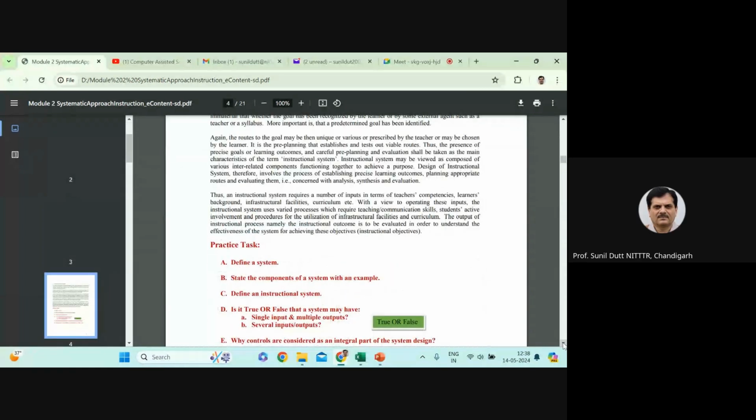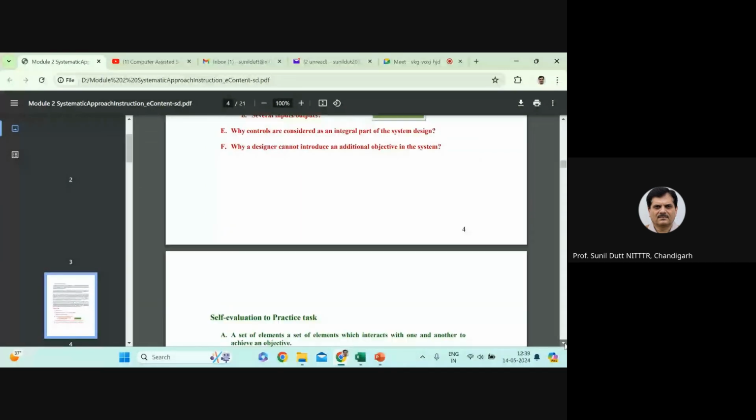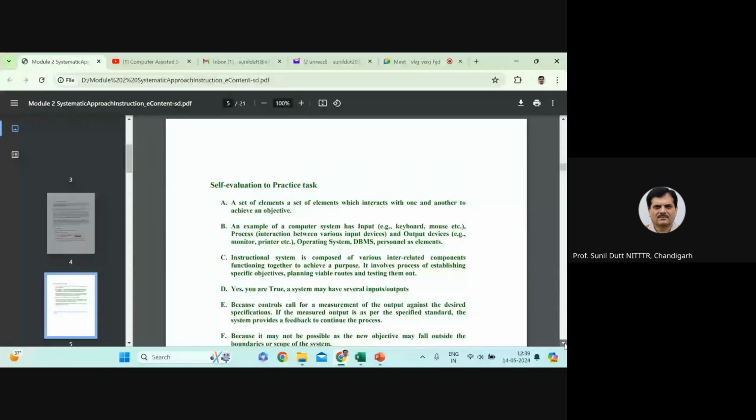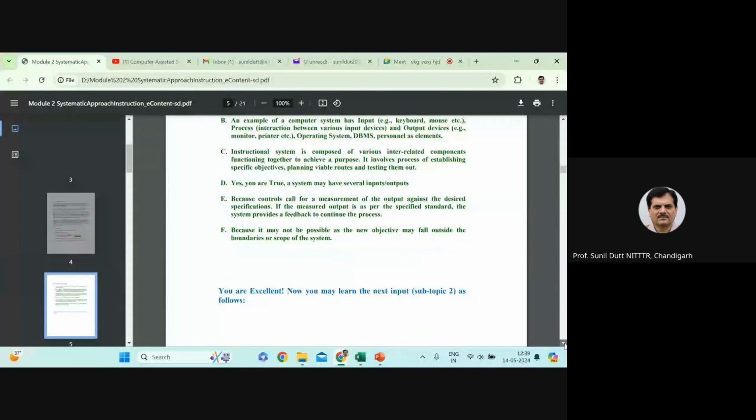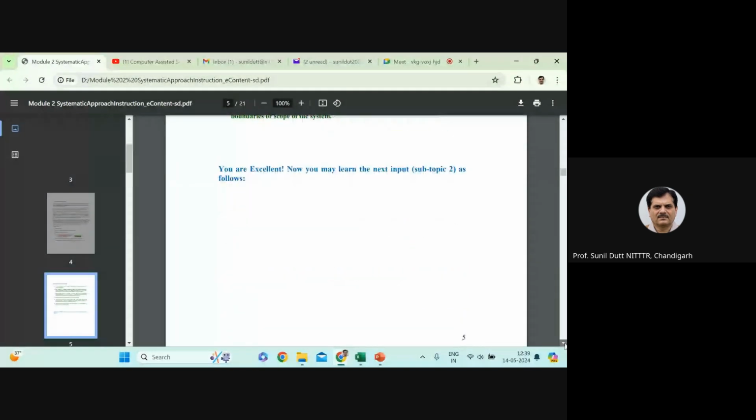Now practice task. Now define a system. Once you have read all the information, you can also prepare multiple choice questions here also, and then the feedback. This is self evaluation to practice task. Then you are excellent. Now you may learn the next input as follows.